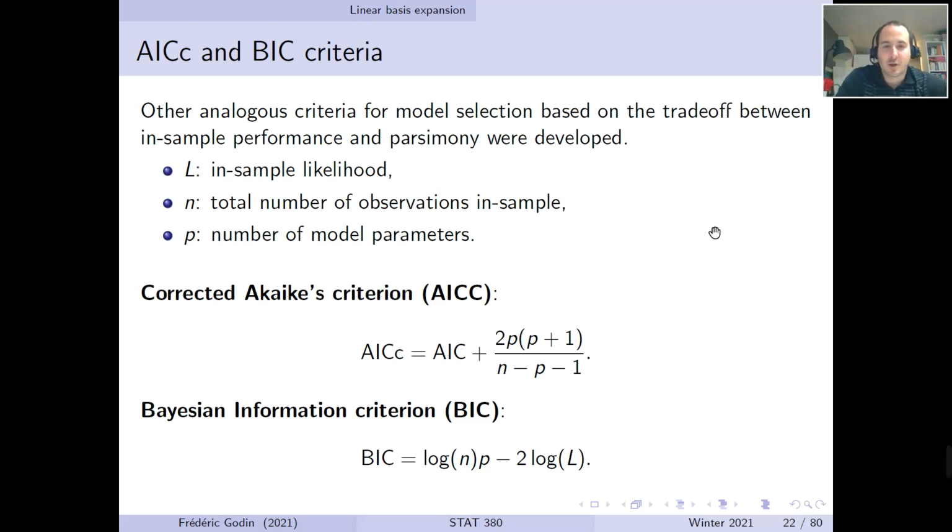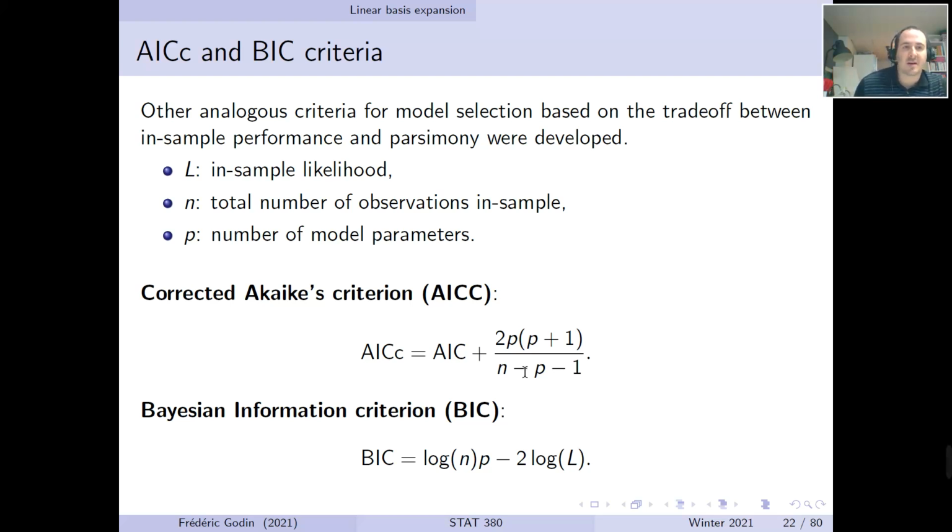Okay, so now this was for the AIC criterion. There exists a plethora of other similar criteria that were developed in the literature, and these criteria mainly differ by assigning different values or different penalties for the parsimony. Here the corrected Akaike's criterion is defined as the original Akaike's criterion plus 2p plus 1 divided by n minus p minus 1, where n is the total number of observations.